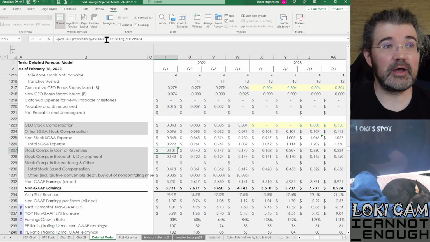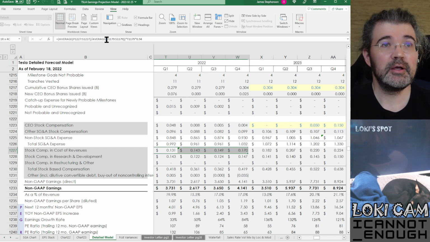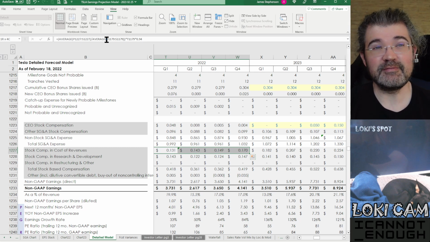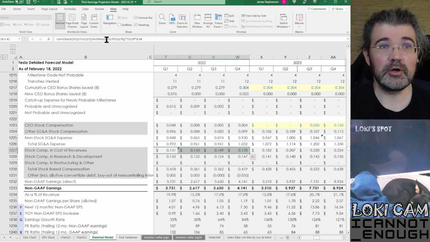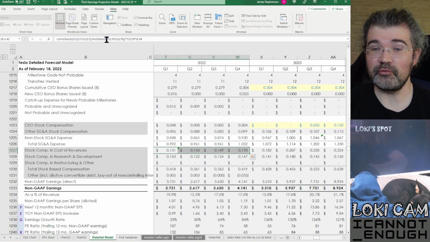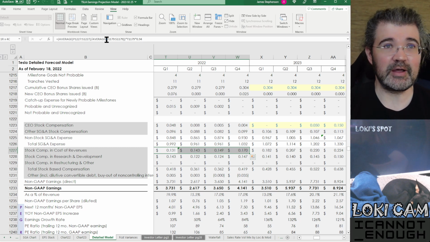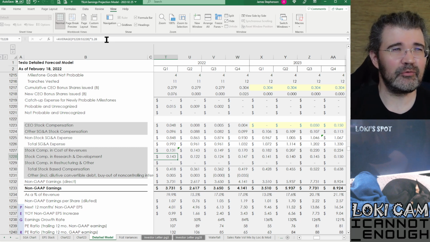Then there's also stock compensation that hits as cost of revenues. What would go here? Any stock compensation earned by people who work at factories. If you work at a production location, your costs of labor get recorded as cost of sales or cost of revenues, as Tesla classifies it when they report this out in the 10K and the 10Qs.